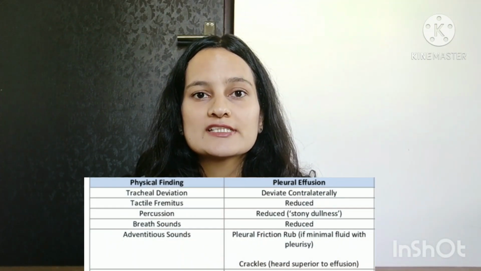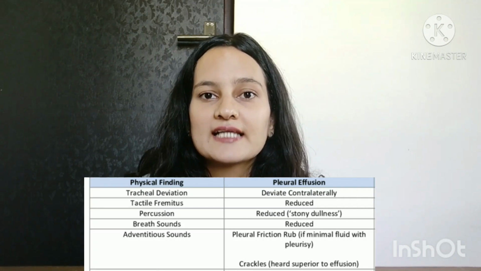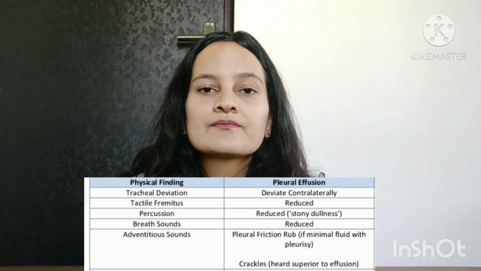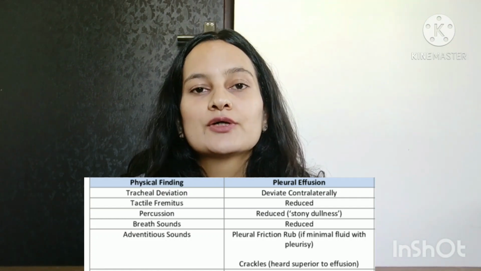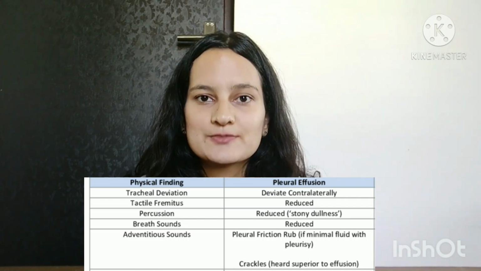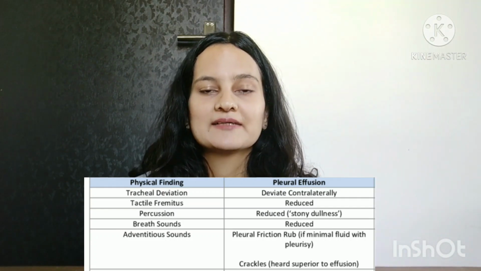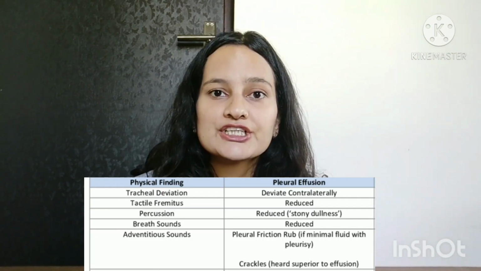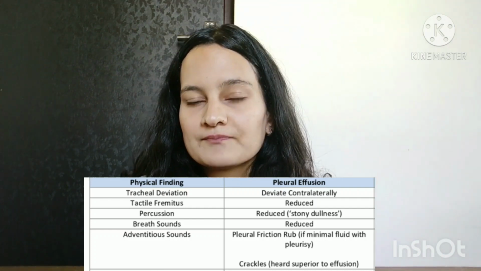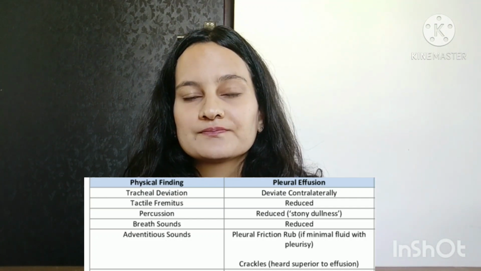Now when you start examining him, what are the findings? Let's start with inspection. During inspection, you can notice he's tachypneic or short of breath, and you can see the trachea is slightly shifted to the opposite side. Upon palpation, you can confirm that the trachea is shifted to the opposite side, and also there is decreased expansion of the lung on the affected side because his lungs are not able to expand completely. Then coming to percussion, you will get a stony dull note, specifically in the lower parts of the lung where the fluid has settled down.